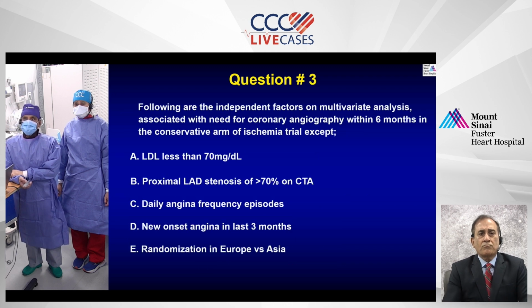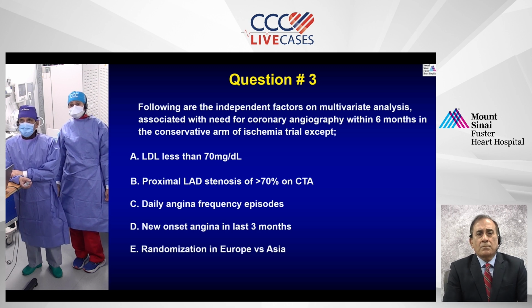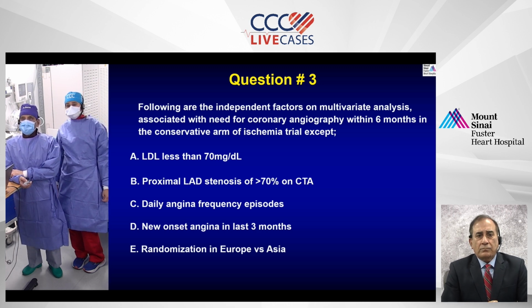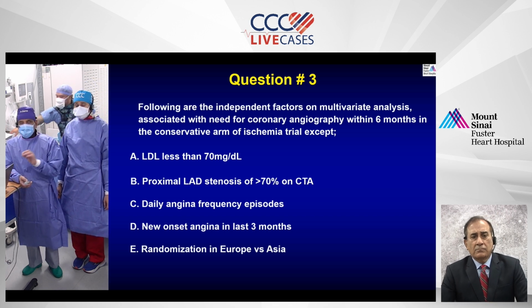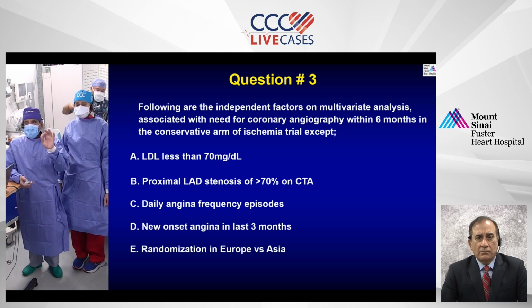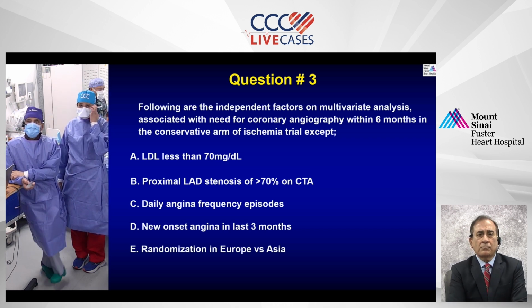Last question. Following are the independent factors on multivariate analysis associated with need for coronary angiography within 6 months in the conservative arm of the ISCHEMIA trial, except: LDL less than 70, proximal LAD stenosis of more than 70 on CTA, daily angina frequency, new onset angina in the last 3 months, and randomization Europe versus Asia. Answer is, even the proximal LAD did not ask for, or the patient did not require coronary angiography, so B.